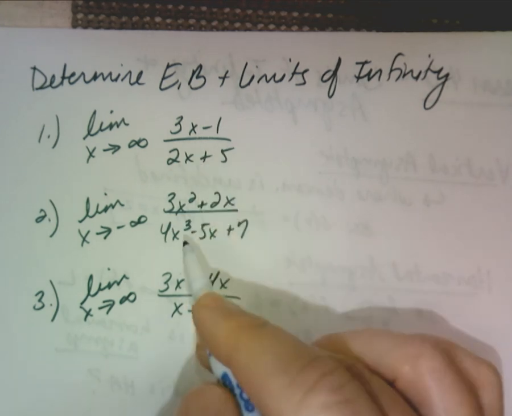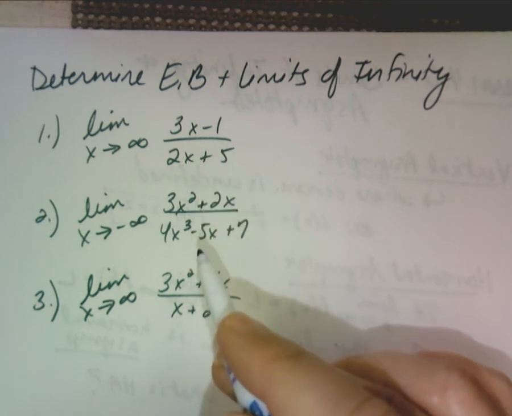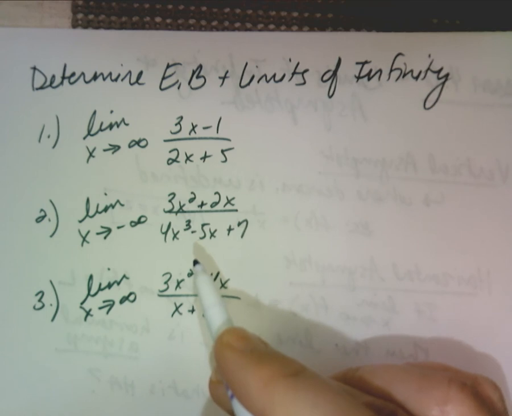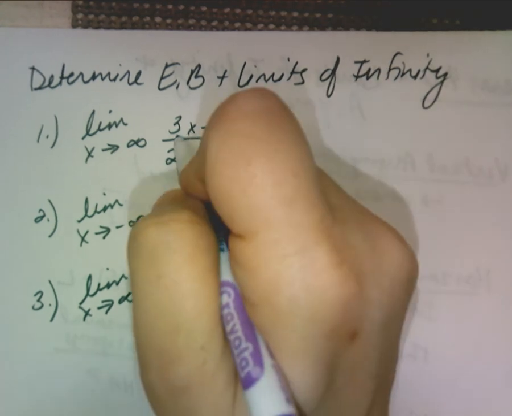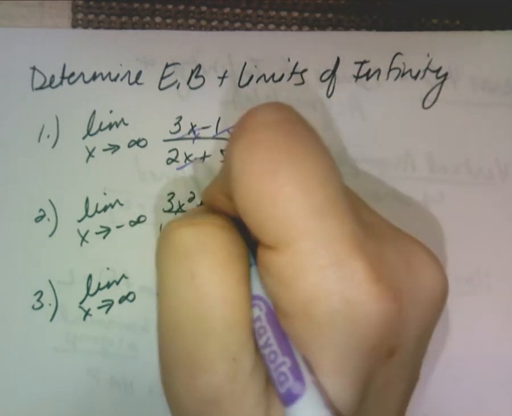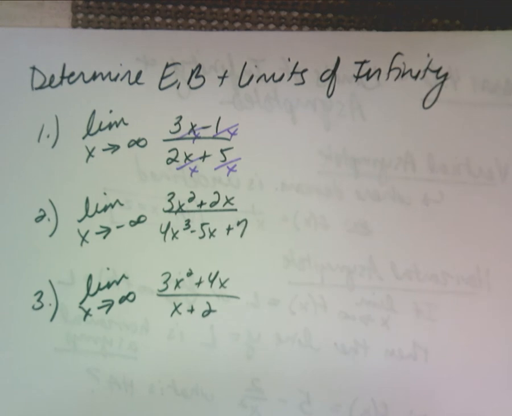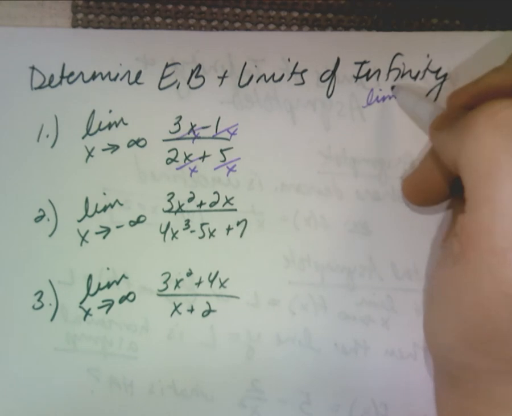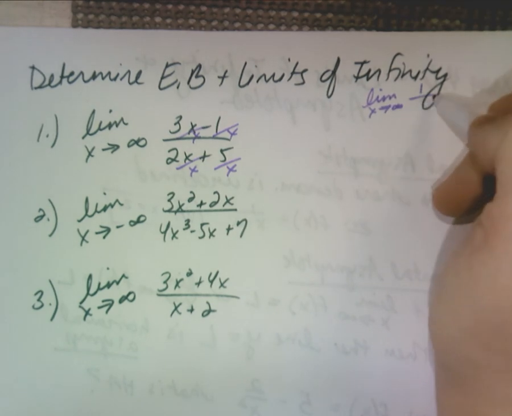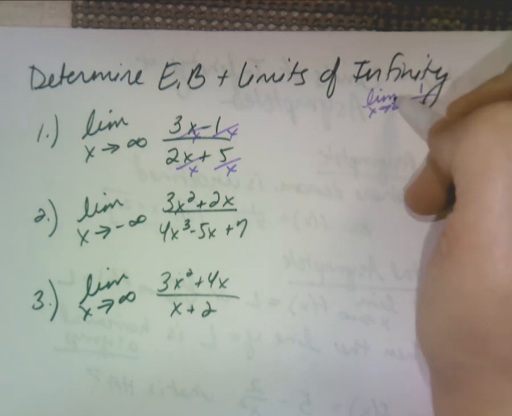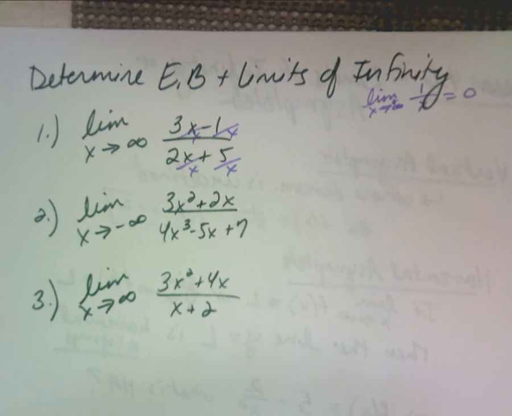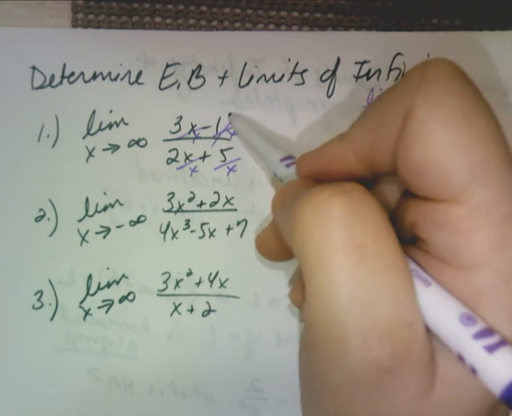What did we learn is the trick for rational expressions? What do I do to the top and the bottom? Divide everything by the highest degree. So divide by x, divide by x, divide by x, divide by x. If you have an x in the denominator, this is what this limit rule says: as x goes to infinity, or negative infinity, it goes to 0.